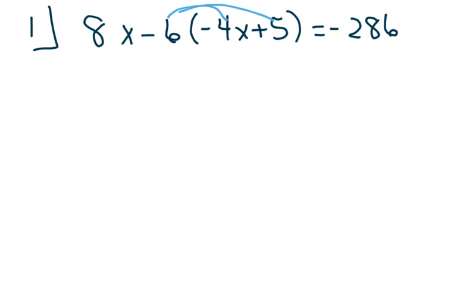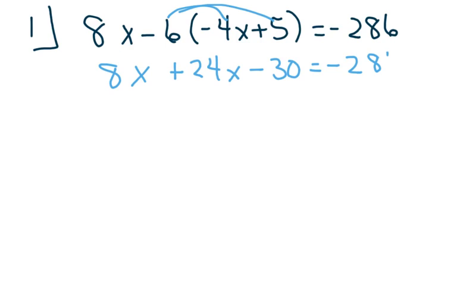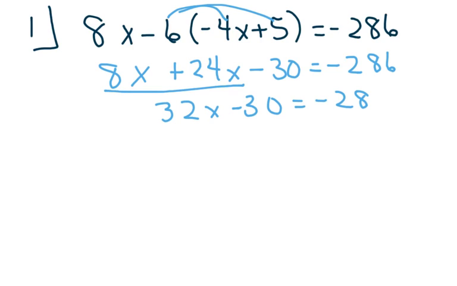Okay, the first one is the one we had on the first page, and the first thing we're going to do is distribute to get rid of the parentheses. We copy down 8x, and we distribute negative 6 with negative 4 by multiplying. We get 24x. Negative 6 times a positive 5 is negative 30. Then copy everything down. Next step is just collecting these like terms. This is 32x minus 30 equals negative 286.